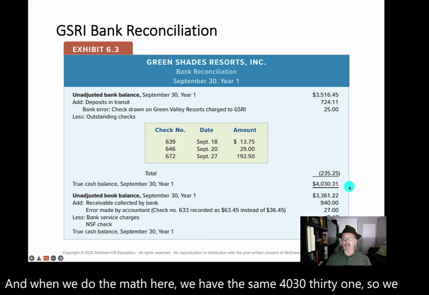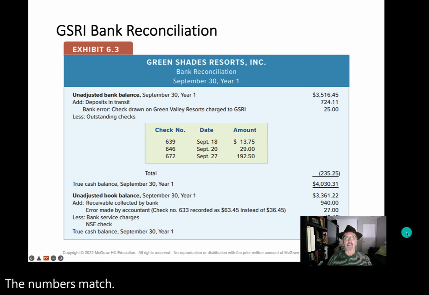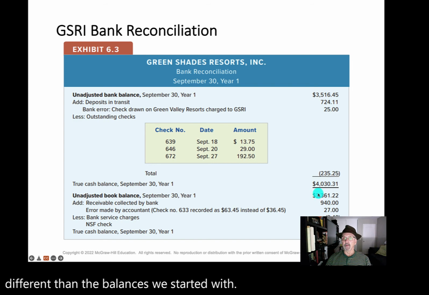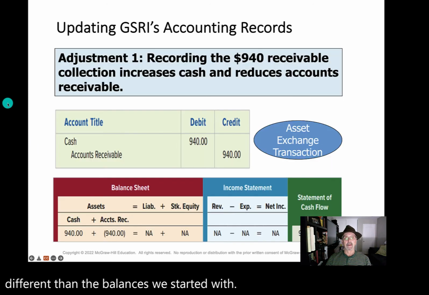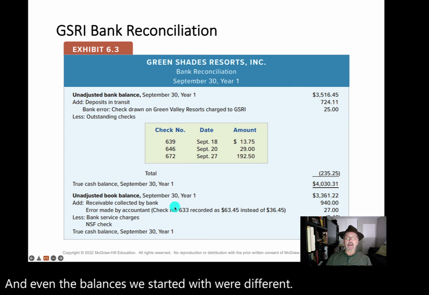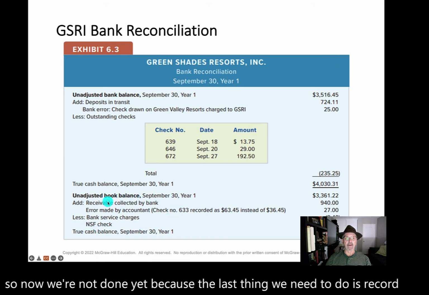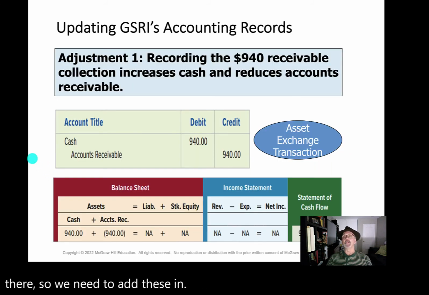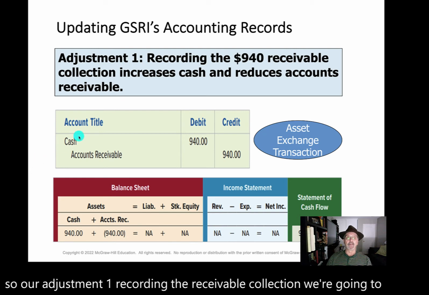The numbers match. So we actually have $4,030.31. You can see that's significantly different than the balances we started with. And even the balances we started with were different. So now we're not done yet, because the last thing we need to do is record these adjustments to the cash account. If we don't, then the balance stays there. So we need to add these in. So our adjustment number 1, recording the receivable collection, we're going to debit cash for $940 and credit accounts receivable.